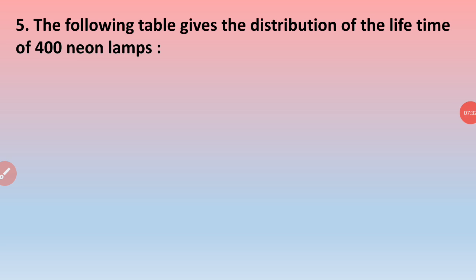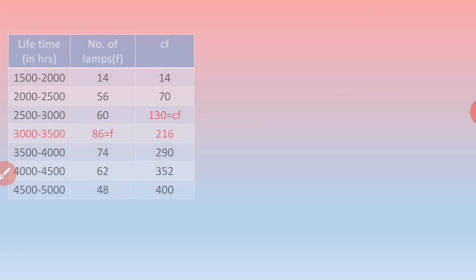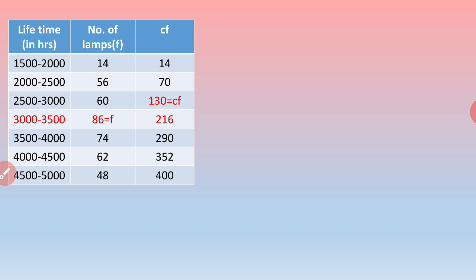The next question, that is question number 5. The following table gives the distribution of the lifetime of 400 neon lamps. Find the median lifetime of the lamp. So we are supposed to find the median. Now this question is easy because all the classes are already continuous. So no need of working on it.